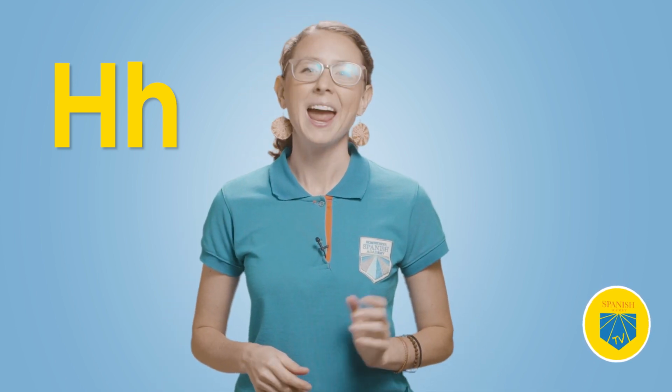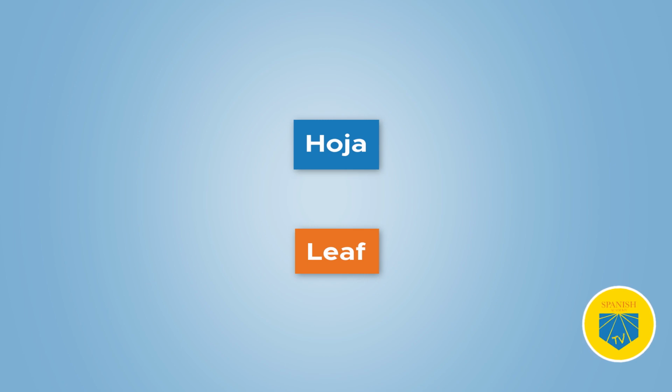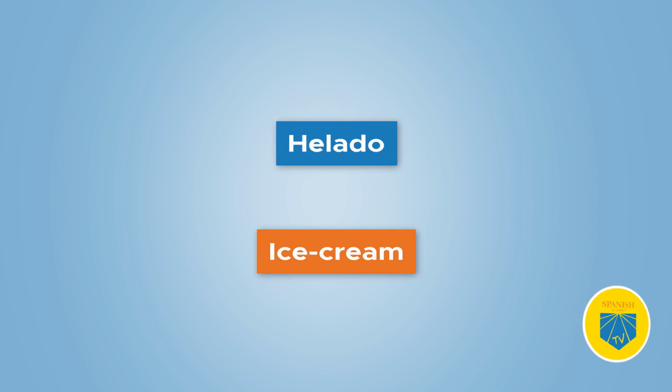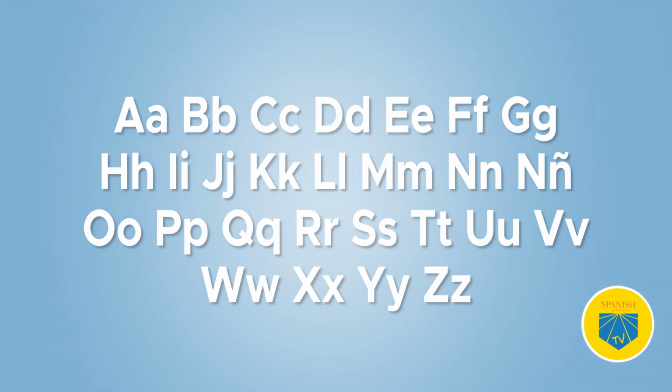This is the only letter that is constantly silent in the Spanish alphabet. The H is a quiet helper and is often forgotten in the spelling because of that. However, it still plays an important role by separating letters in the middle of a word to clearly define the syllables. Use these words to practice the H. Hoja, helado. After the H comes the letter I.